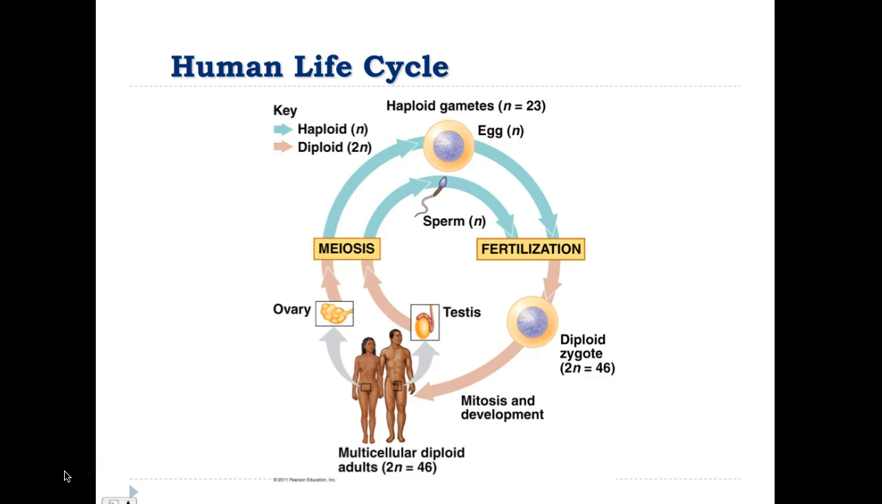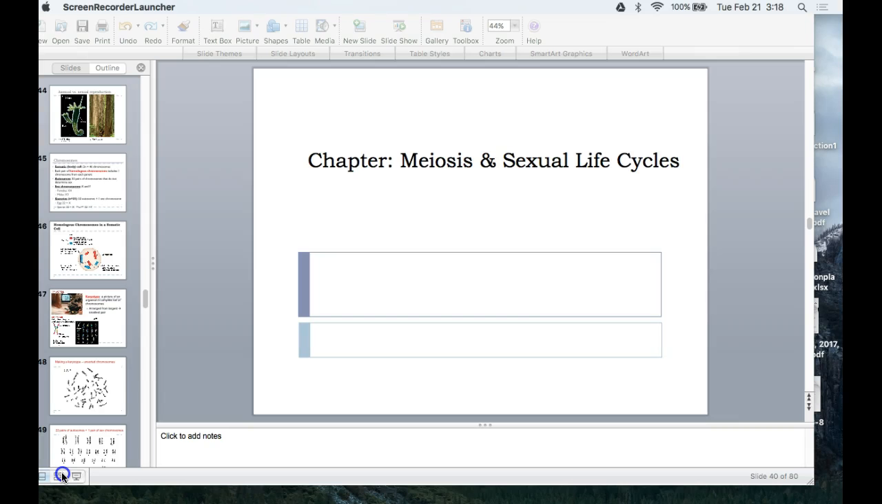And upon fertilization, when the sperm and the egg meet, you are going to restore that diploid number of 46 in the resulting zygote. And then from there on, that zygote will undergo mitosis, and development will take place to produce the adult human organism.